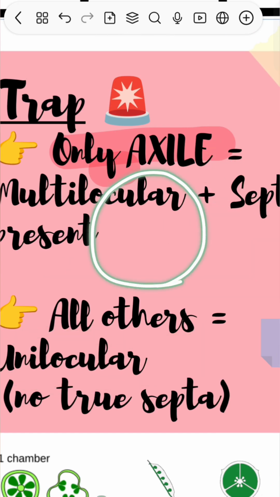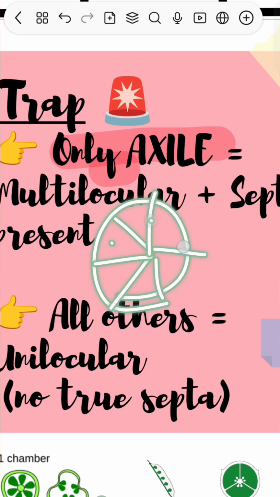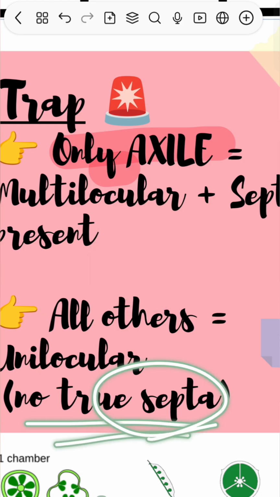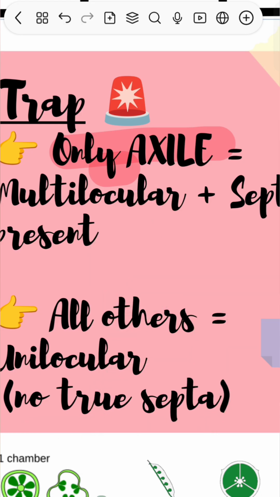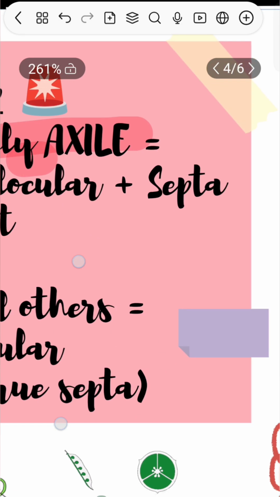You can see, unilocular means what? Only one cavity. In the ovary, the empty space is single, that is unilocular. And if you see many septums are created and you can see many chambers, it is multilocular. If the septum is present only, there will be division. There is no true septum, so there will be a single, only one cavity present.